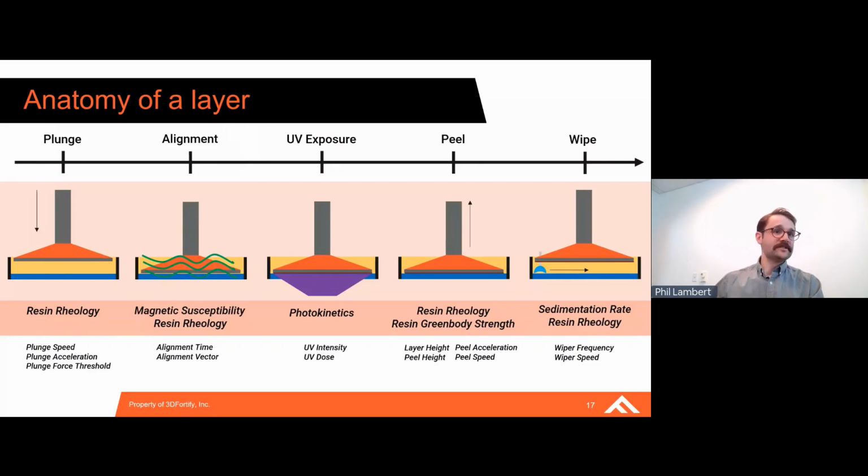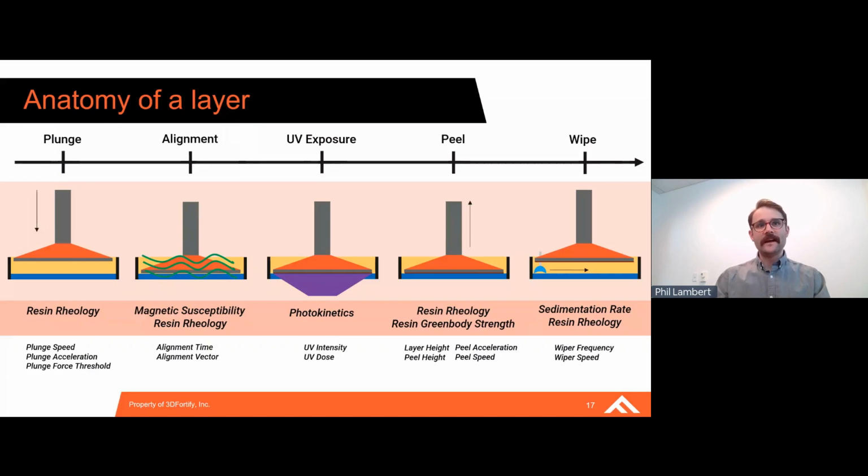And then after the plunge is complete, we move on to alignment. This is where we are aligning all of those fibers in that suspension. Things that we're interested in about the resin is the magnetic susceptibility of those fibers to alignment. And then again, rheology, right? Because those fibers are having to turn and align within a bath of resin that may be very thick. And so the period of time, the alignment time, and that alignment vector, those are all functions of magnetic susceptibility of those particles, and also resin rheology.